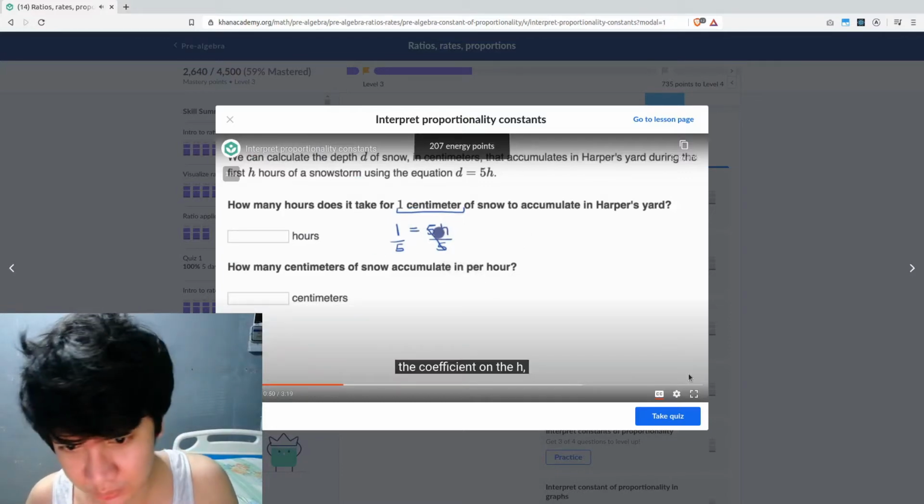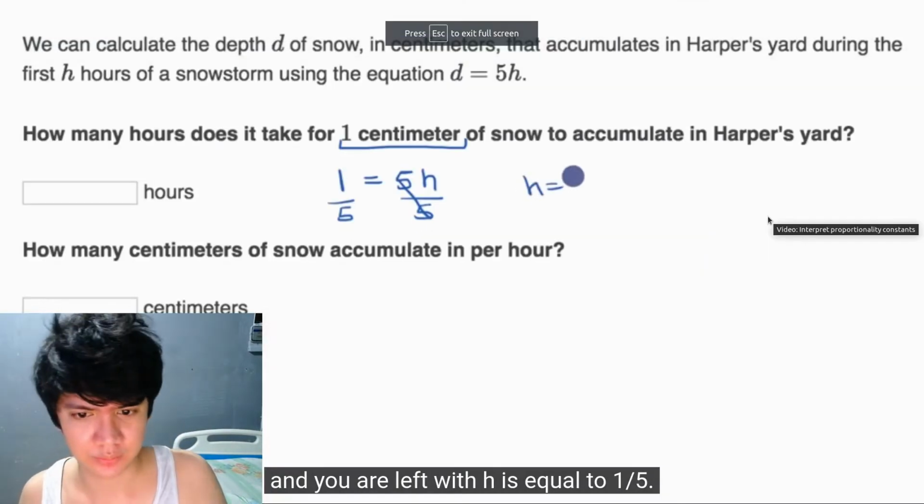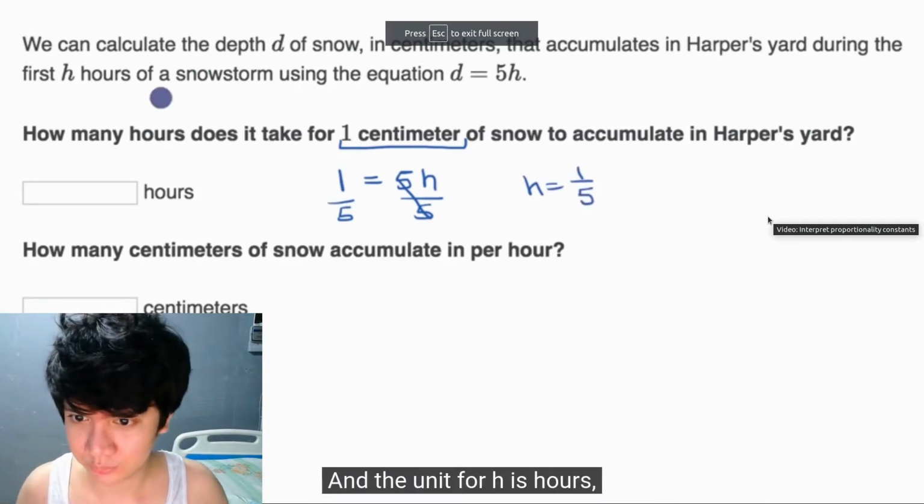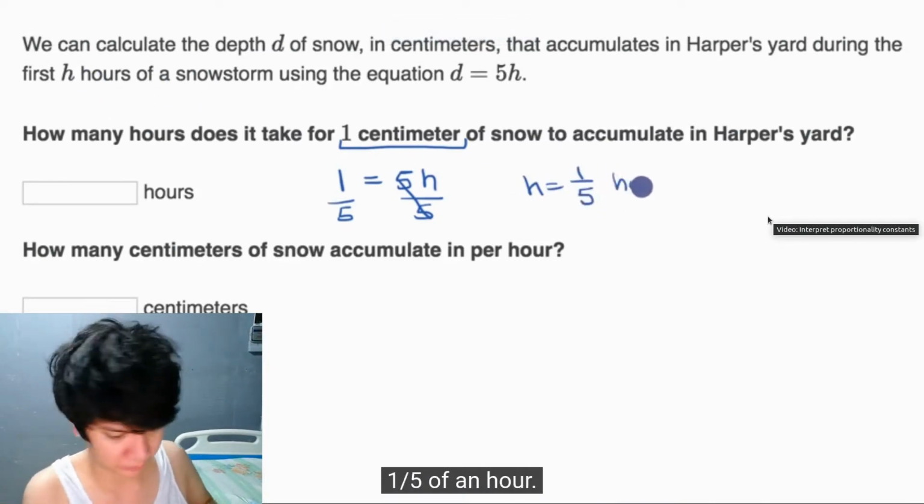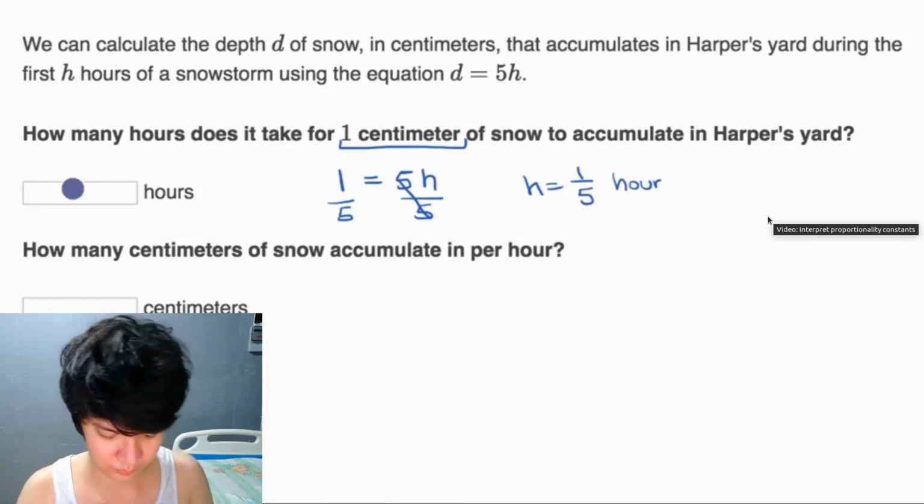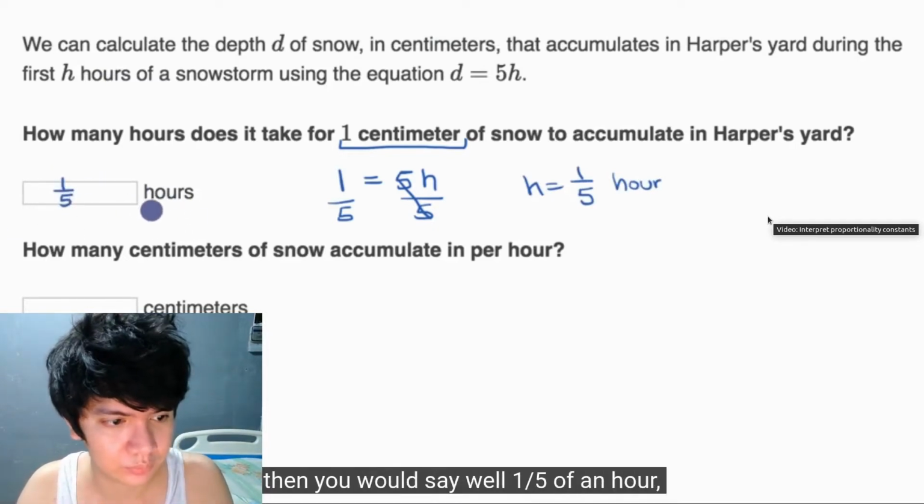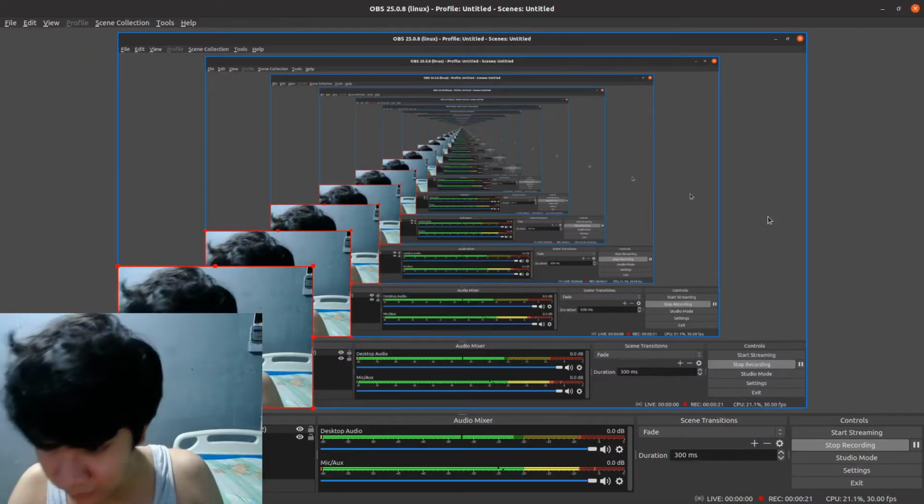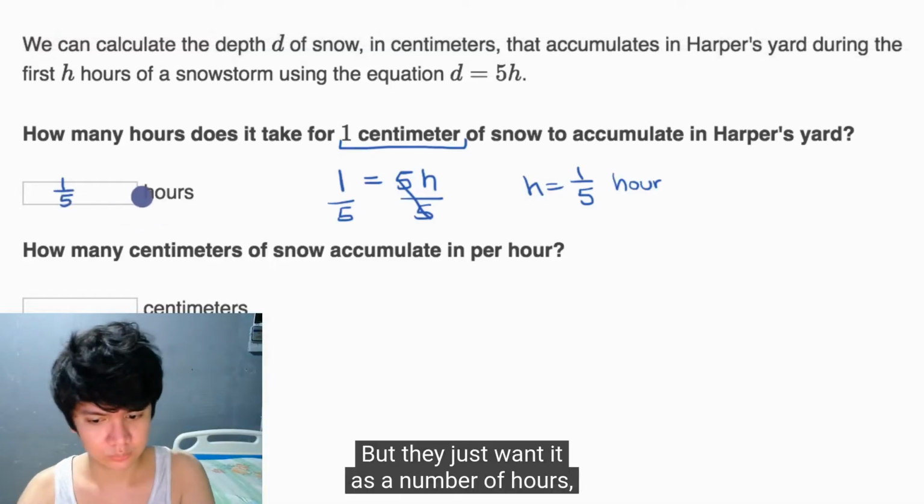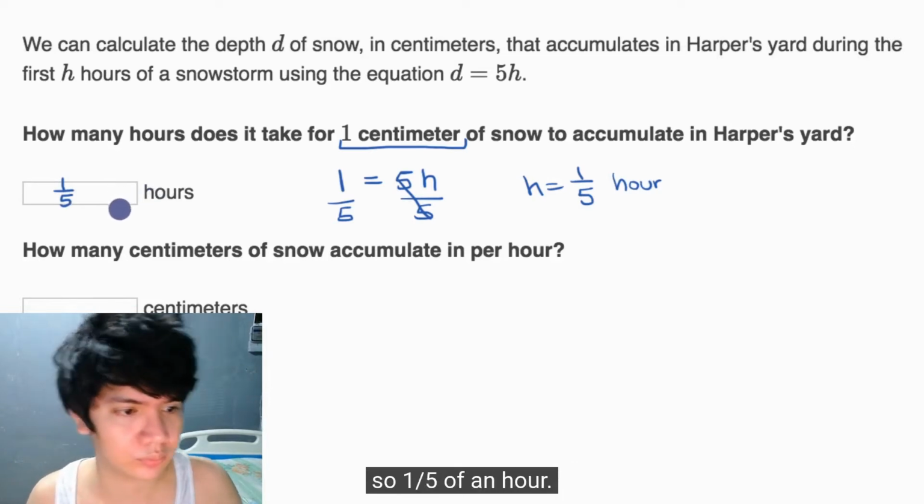You are left with h is equal to 1/5. And the unit for h is hours, so 1/5 of an hour. If they had minutes in there, then you would say, well, 1/5 of an hour, there's 60 minutes, so it's 12 minutes. But they just wanted it as a number of hours, so 1/5 of an hour.